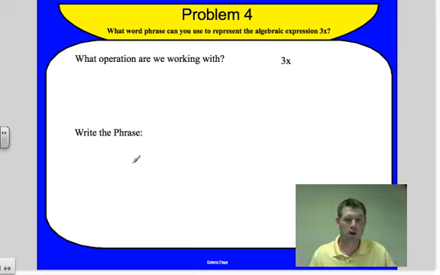What operation are you working with? That's the question that we're going to be looking at, and then we're going to write a phrase. But up here is actually the instructions. What word phrase can you use to represent the algebraic expression 3x? So to break this down, we want to know, well, what operation are we even working with? Sometimes that becomes tricky because people want to write a word phrase, don't really know what we're talking about. So what operation, if there's nothing in between here, what is that? So give you a second to think about that.